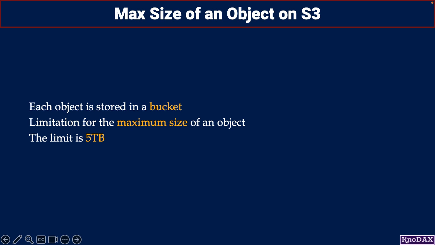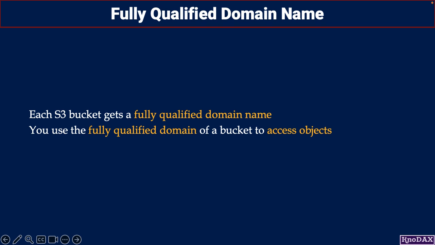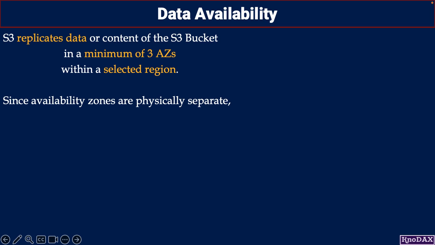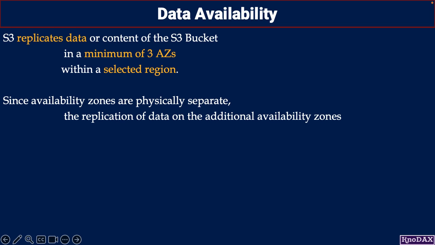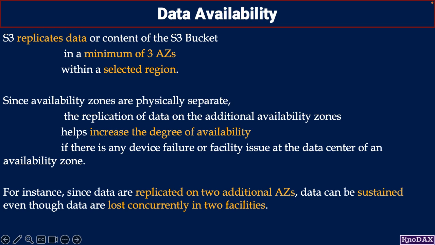Each S3 bucket gets a fully qualified domain name, and you use the bucket's fully qualified domain name to access S3 objects. S3 replicates data or content of the S3 bucket in a minimum of 3 availability zones within a selected region. Since availability zones are physically separate, replicating data on the additional availability zones helps increase the degree of availability if there is any device failure or facility issue at the data center in an availability zone. For instance, since S3 data are replicated on 2 additional availability zones, data can be sustained even though data are lost concurrently in 2 facilities.